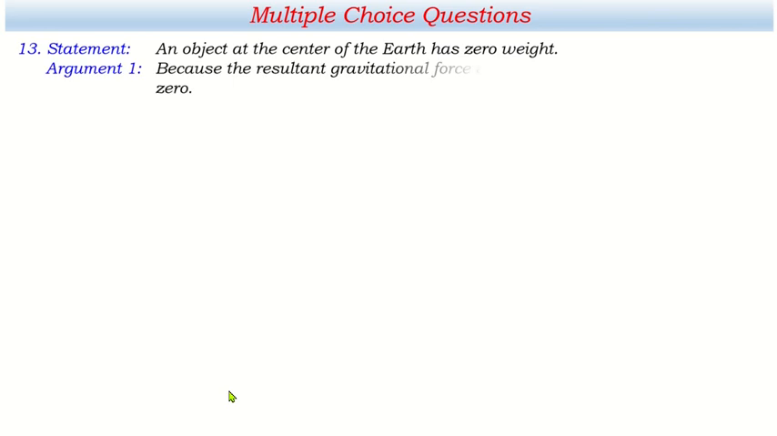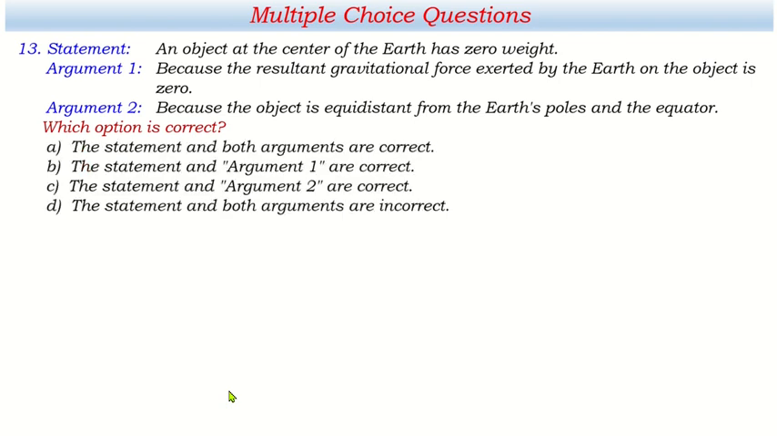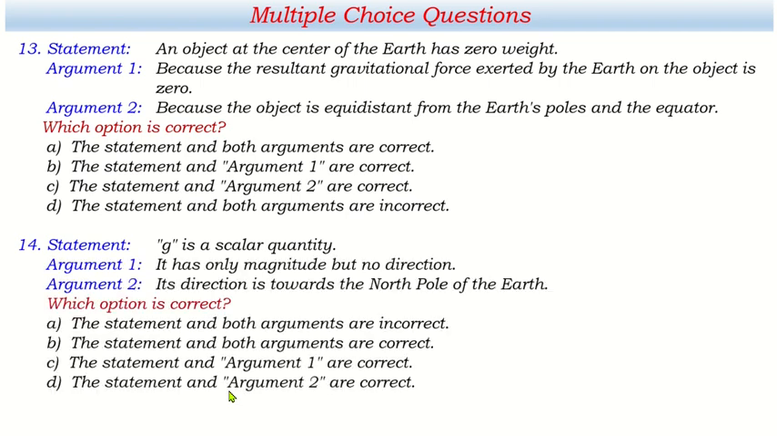Okay, let's have another set. This set is given in terms of statement and arguments. Look at this. A statement is given and two arguments are given, and you have to find out which option is correct among these four. In the same way, again a statement is given and two arguments are given, and you have to find out which option is correct.